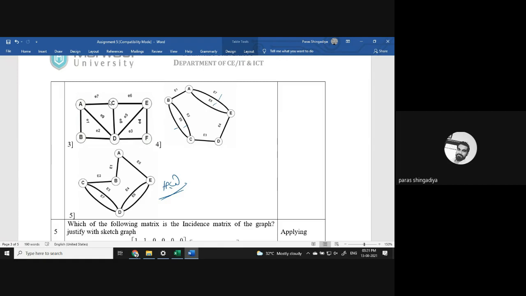Okay, all of you have done all 4 graphs? Any remaining? Okay, let's check the answer of the third one.